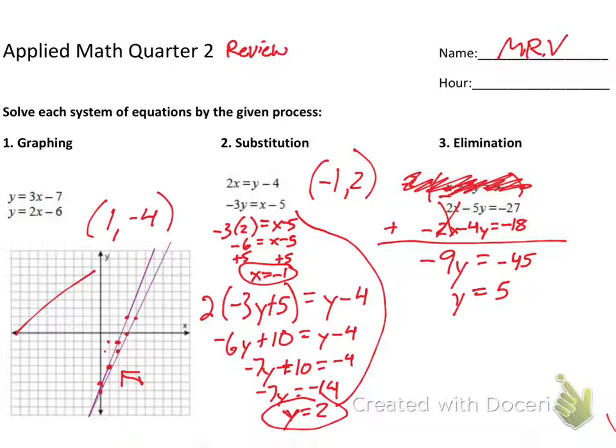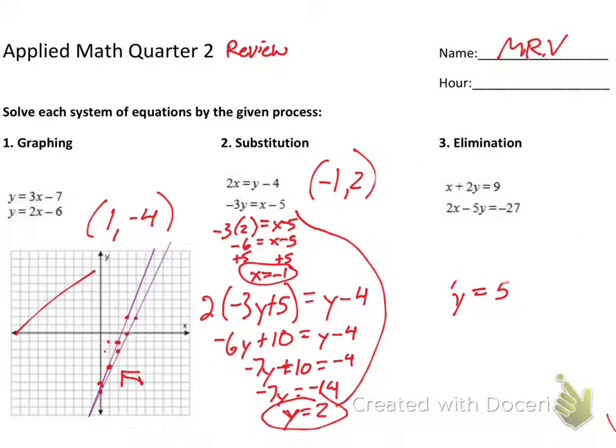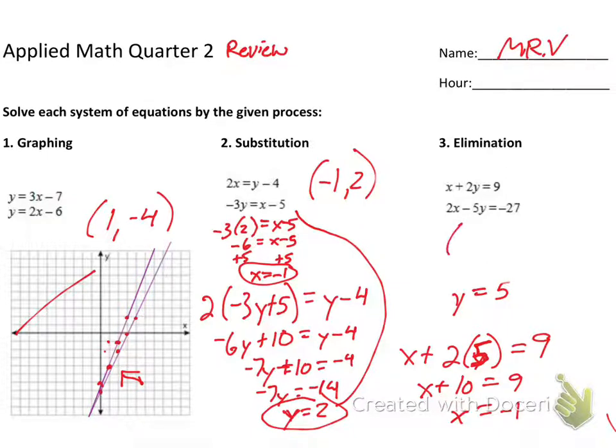Then I go back and plug it in to either one of those equations. The first one looks easier. So it's going to be x plus 2 times y, which is 5, is equal to 9. So x plus 10 is equal to 9. Then I'm going to subtract 10 on each side, and I get x is equal to negative 1. So my very final answer is going to be negative 1, 5.